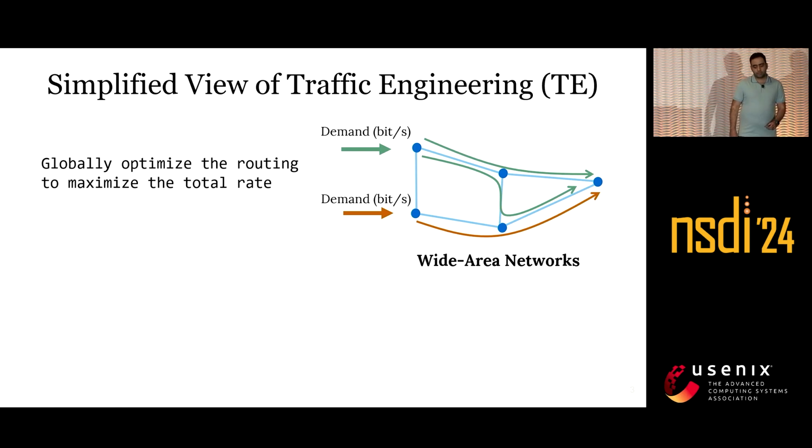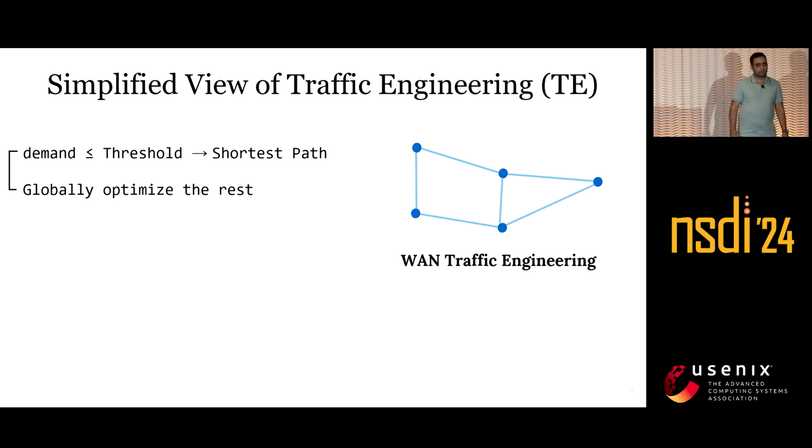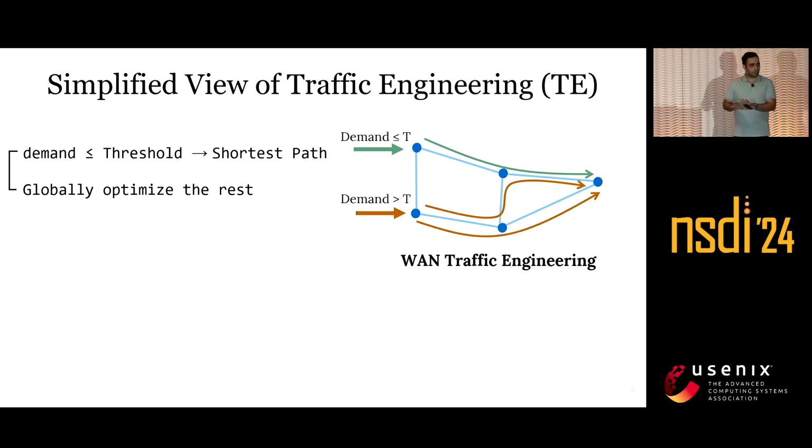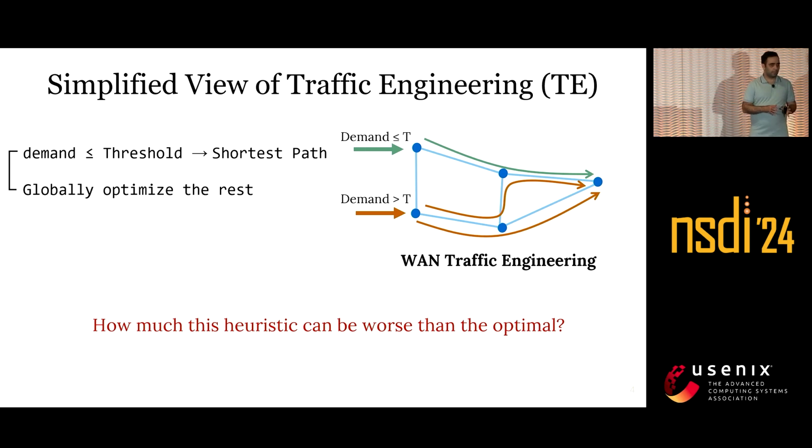So the hyperscaler uses a heuristic that tries to speed up this process by reducing the size of the optimization. It first routes small demands through the shortest path, and then uses the optimization only on the larger demands. The size of the optimization here is much smaller, so it can speed up the process. Remember, this is a production heuristic, so we wanted to quantify the risk, and specifically, we wanted to know how much this heuristic can deviate from the optimal.